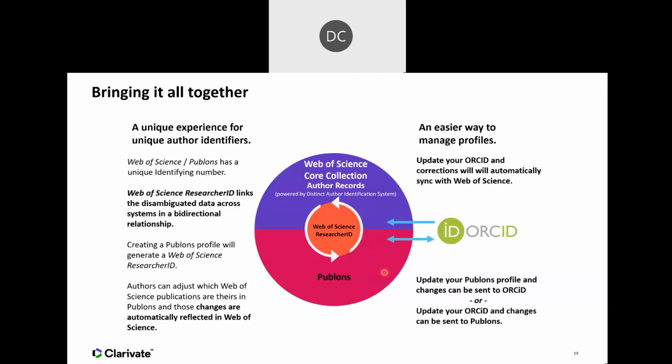Just to take note, some of you might be asking whether we can include non-Web of Science publications. The Web of Science author records will only show Web of Science documents. The Publons profile, which is public, allows you to include non-Web of Science publications. Because we know that for ORCID ID, you're able to put in all publications, any publications that you've updated there will automatically be updated in Publons. I hope this gives you a clear idea of the differences between these profiles.